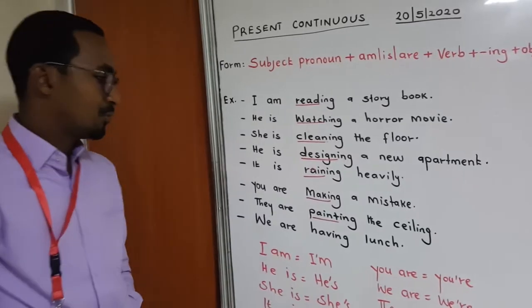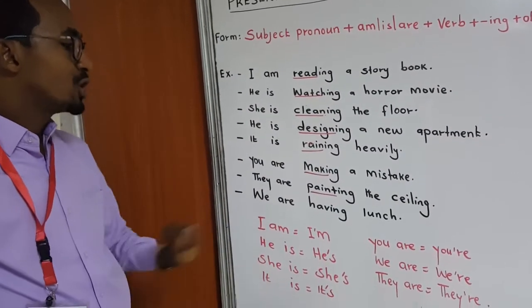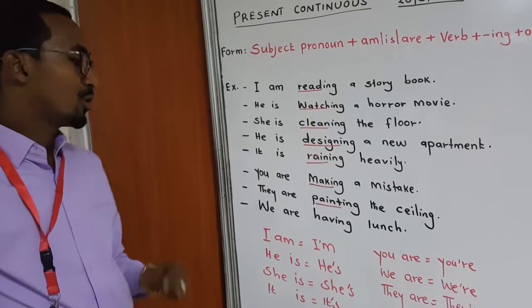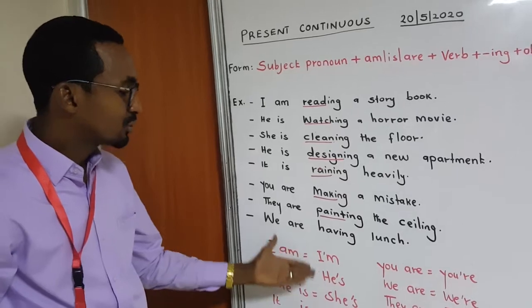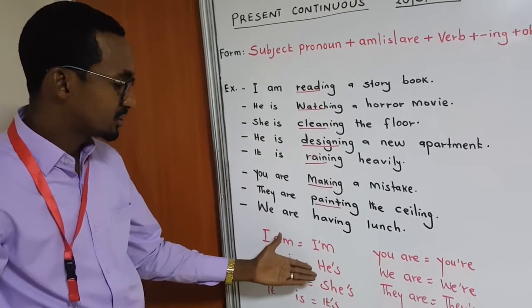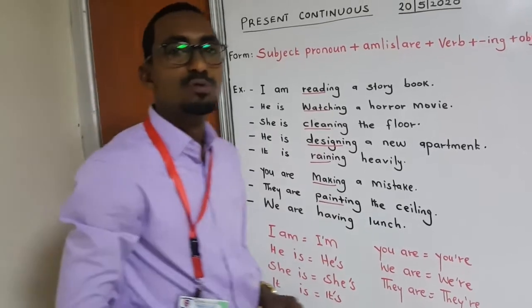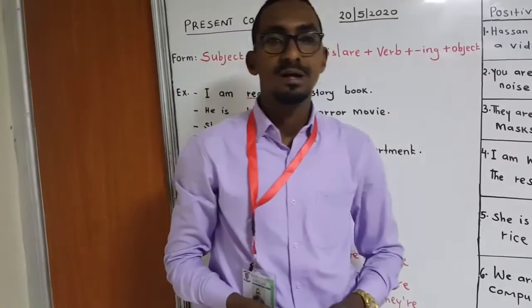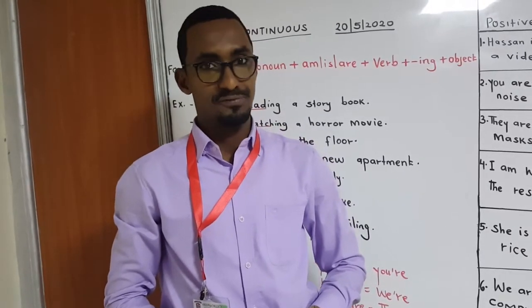I would like you to use the short form when you are writing. Mostly when you're writing, it is always recommended that you should use the short form: I'm, he's, she's, it's, you're, we're, they're. Now let's move on to our next part, that is the affirmative, interrogative, and the negative. Okay.